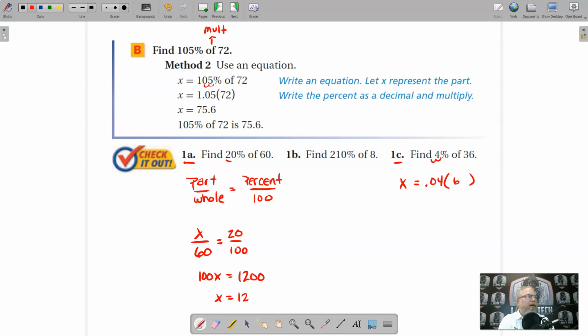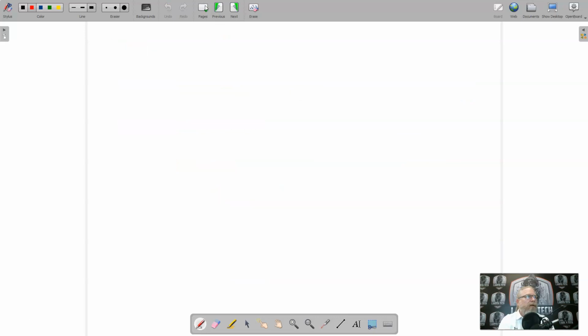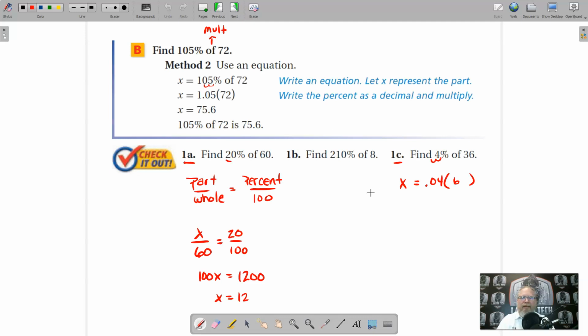Oh, not what I want. Wrong button push. Let's go ahead, and I need to fix something here. I'm just going to use the eraser there. So let's see, I was putting 36 in this box, right? There we go. So now we go ahead and multiply 0.04 times 36.